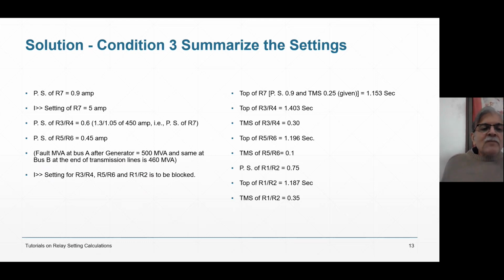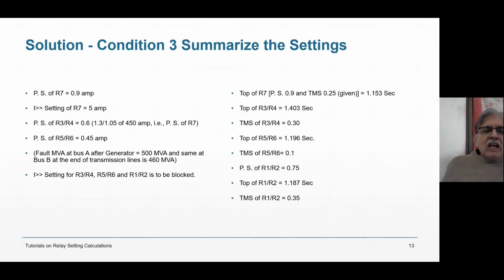And if I select R3, R4 as 0.6, R5, R6, I will be easily able to set at 0.45, which I could not do in earlier case, right? In earlier case, I had to increase the plug setting of R3, R4 to 0.15 because R5, R6 I had to keep 0.05 minimum. So here I am being able to do this.